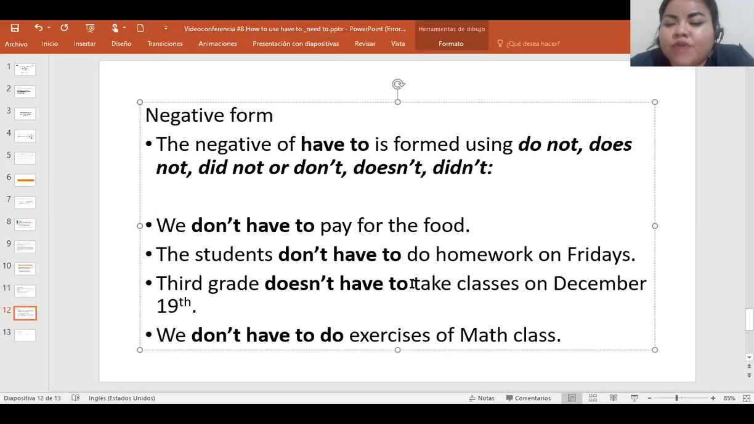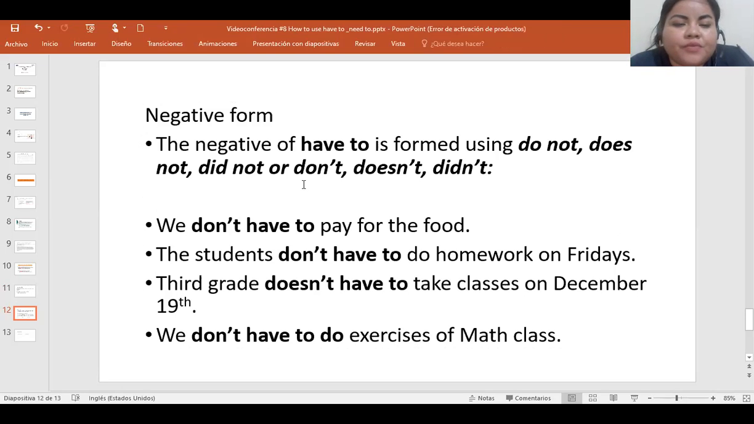We don't have to do exercises of math class. Right? I don't have to write a report on Fridays. Ya quisiera. We don't have to take classes on Saturdays, for example. Right? We don't have to take classes on Saturdays. Now, this is for don't have to or doesn't have to. Right? Let's try to do an example right now.